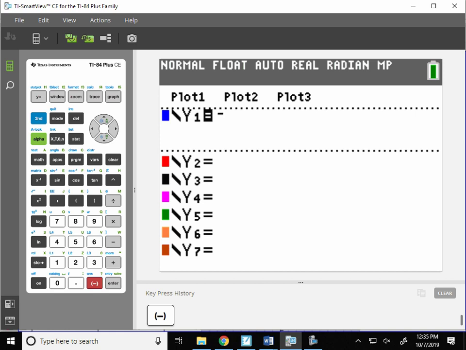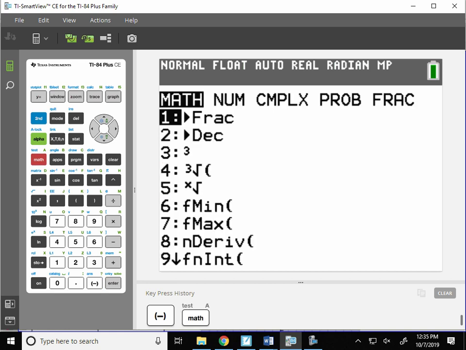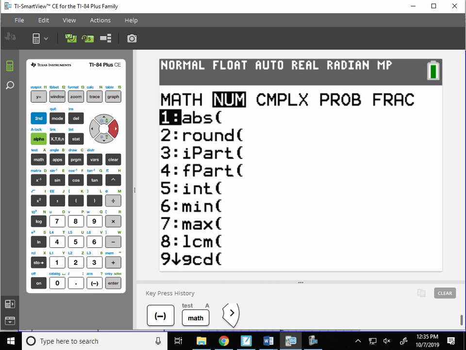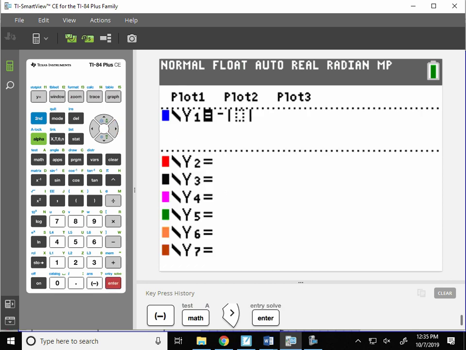Oh. No? Okay, you hit math. Do you know where math is? Math is the button right under the alpha. So hit math. Then I get a big screen with a bunch of stuff. I'm going to use the right arrow to arrow over to number. And then it's the very first option. ABS is for absolute value. When you click enter on that, it'll either give you 2 absolute value bars or it'll write the word ABS parentheses. Inside there, I'm just going to type my x.